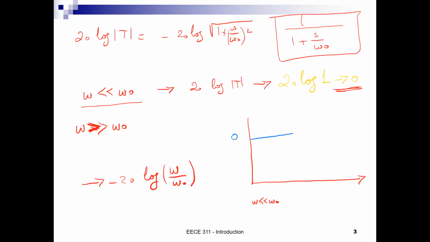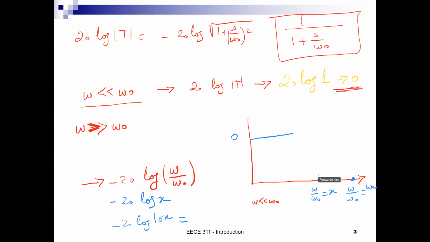What does this tell me? Let me assume that first I am operating at a point x where omega over omega 0 equals x. Then the gain will be approximately minus 20 log x. Now, if I am operating at another point, omega over omega 0 equal 10x, then the gain will be minus 20 log 10x, right? What is this equal to?